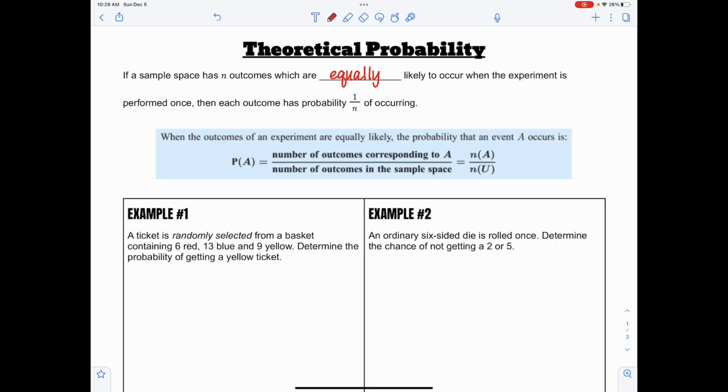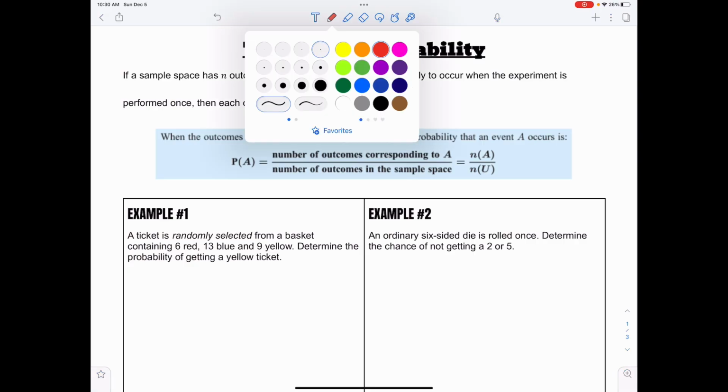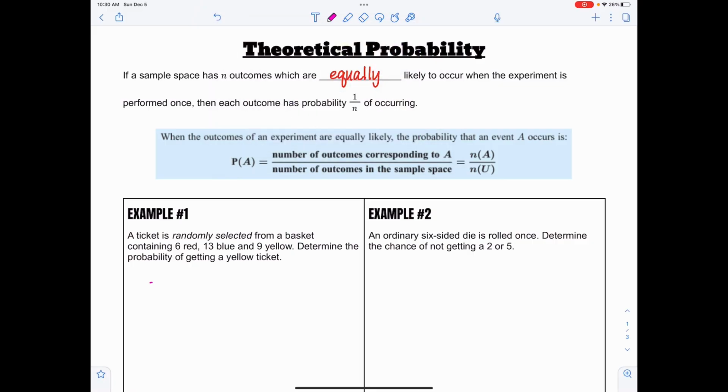So, example number one, it says a ticket is randomly selected from a basket containing 6 red, 13 blue, and 9 yellow tickets. Determine the probability of getting a yellow ticket. Well, we know we have 9 yellow tickets, but we have a total of 6, 13, and 9 tickets, which will give us 28 of them. So the probability that you're going to choose a yellow ticket is going to be 9 out of 28.